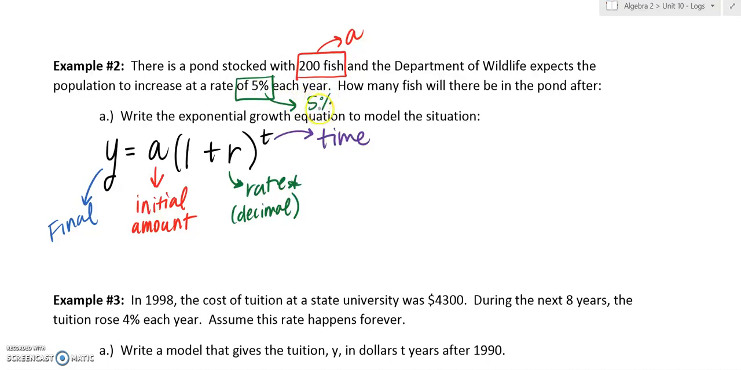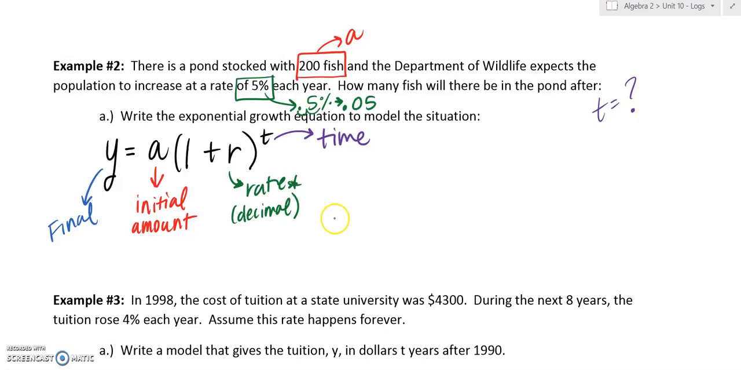Well, I have to change this 5% to a decimal. So that means I'm going to go backwards now 2 loops, and I switch that into a decimal, which is 0.05. Then it wants you to figure out how many fish will there be in the pond after. That's talking about time. The time, we don't know. That's what it wants us to model. So I'm going to put a little question mark there.